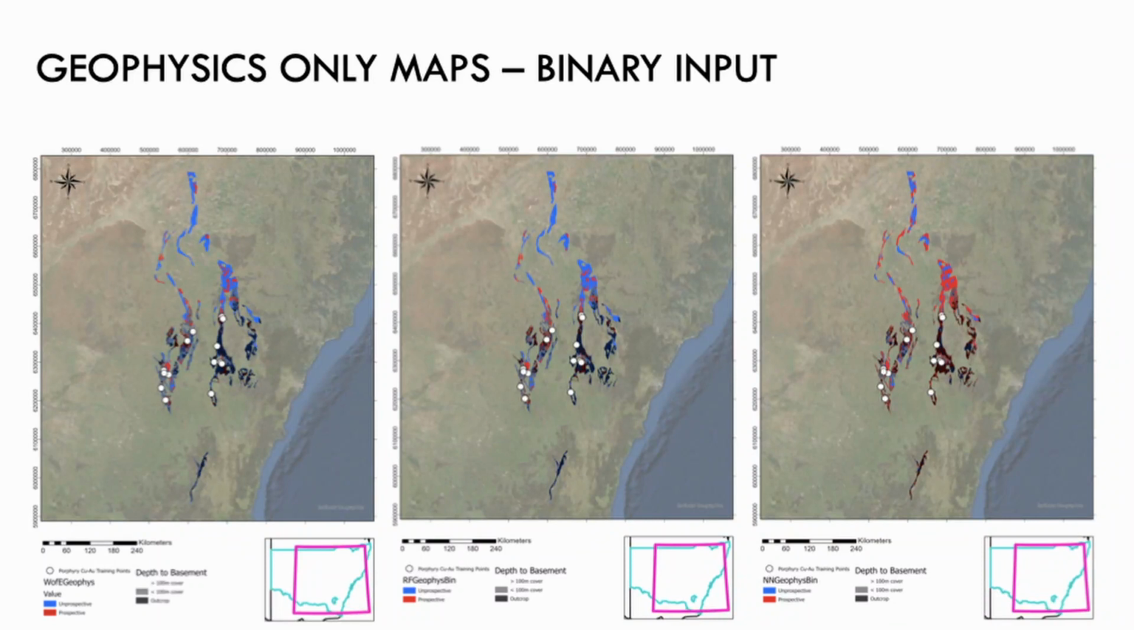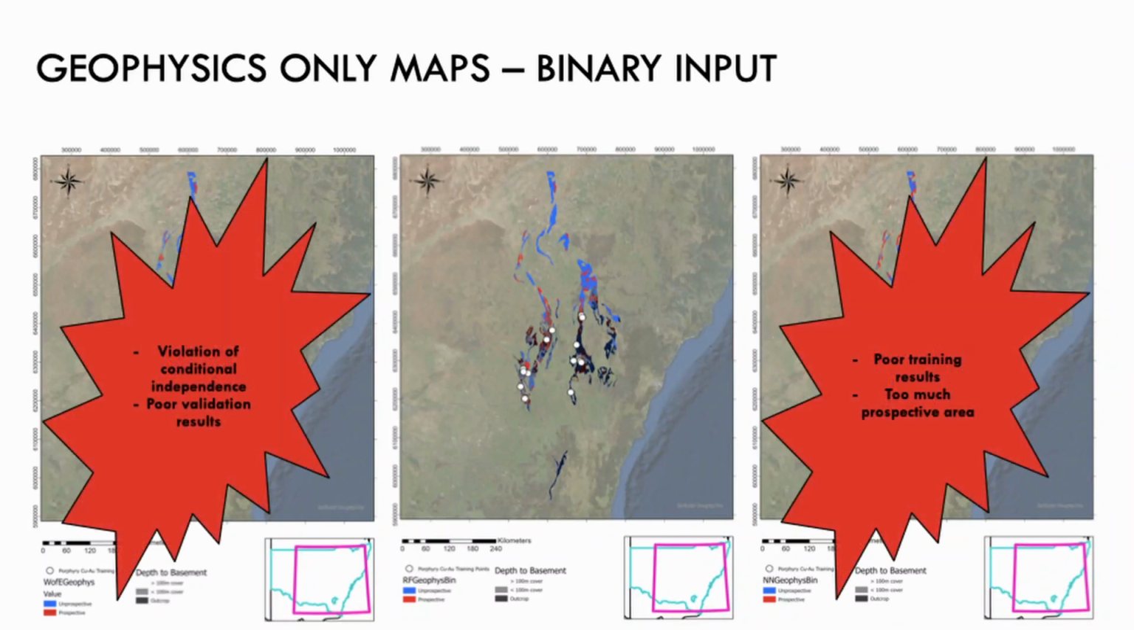Looking at the geophysical only maps, so the maps that only included the different geophysical filters from the mag, the gravity, the worms. Again, we can start to see some prospective area coming up undercover. But if we eliminate the models where we have some issues, we're left with the random forest model.